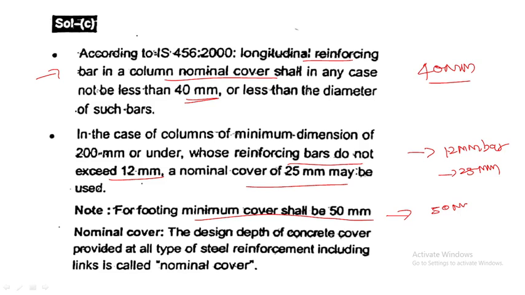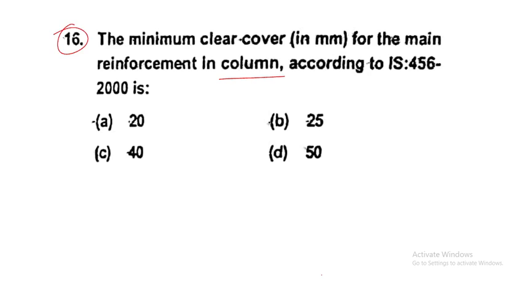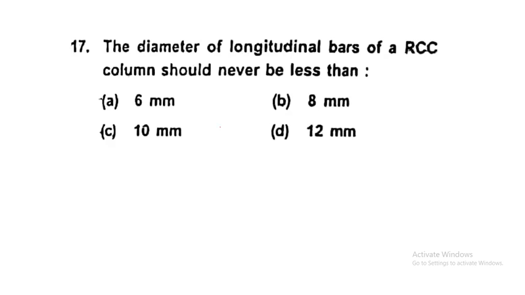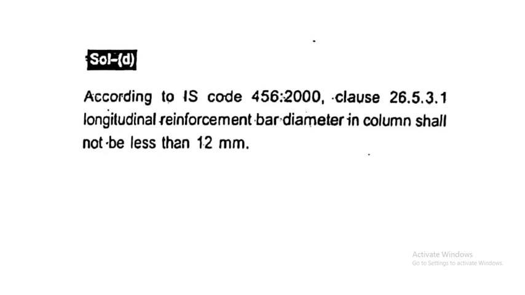Nominal cover is the design depth of concrete cover provided at all types of steel reinforcement, including links. Next, the diameter of longitudinal bars of an RCC column should never be less than 12 mm. I have told you, 12 mm is the minimum diameter.